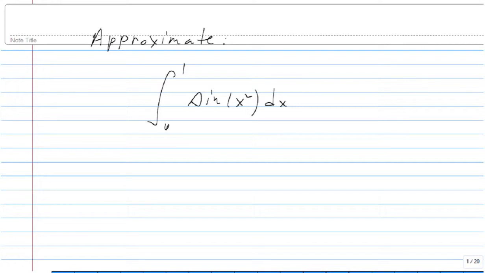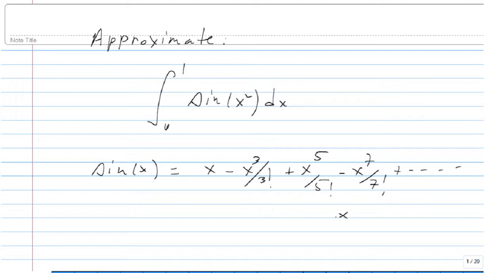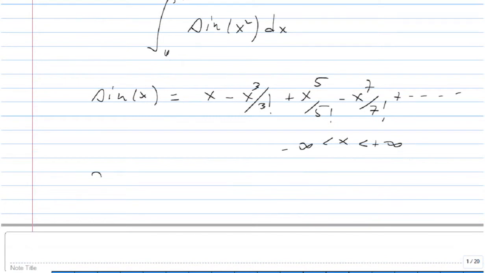Let's go back. We know that the Taylor series of sine x is x minus x cubed over 3 factorial plus x to the 5 over 5 factorial minus x to the 7 over 7 factorial, etc. The domain is all reals, because the radius of convergence is R equals plus infinity, so we have this relation for every x. It's beautiful. Now we know from the theory that we can approximate. First of all, we need sine of x squared.